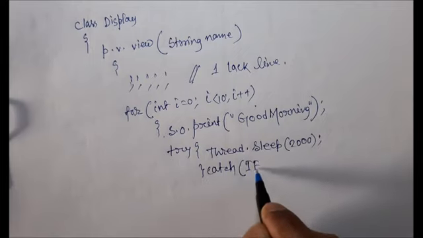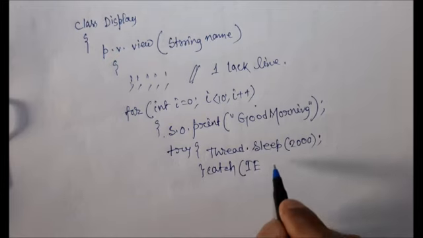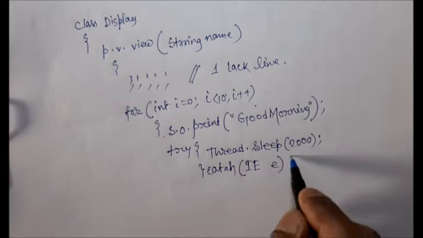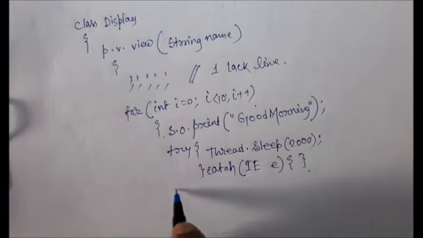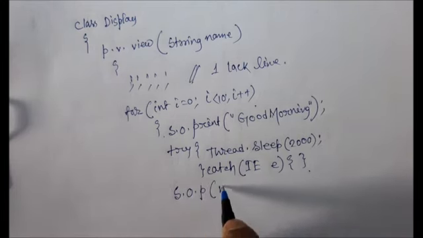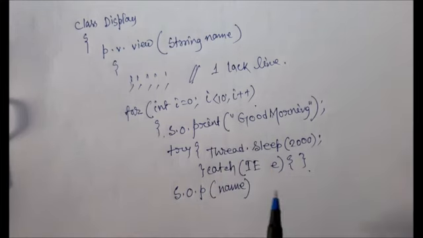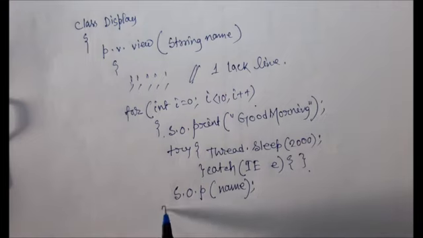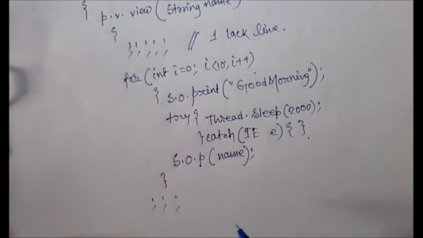InterruptedException, you have to write the full name, I am just writing in short. InterruptedException, for example, exception name is e. Then you close the block, and after that we print System.out.println the name which has been passed through this method, and then we close the for loop, and then we have another 1 lakh lines available.